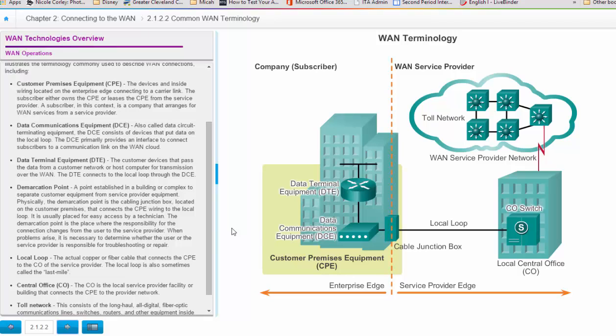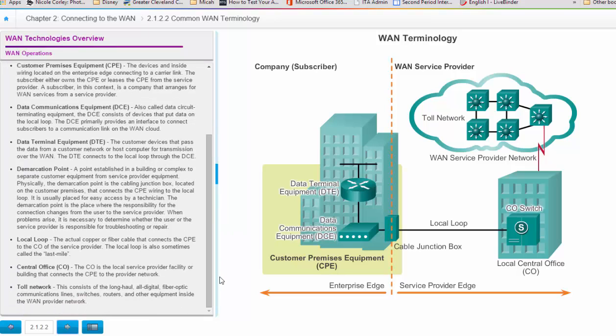We have our demarcation point, and that is the point that's established in a building or a complex to separate customers' equipment from service provider equipment. Physically, the demarcation point is the cabling junction box located on the customer premises. So that's like where your cable box comes in, but for a corporation, it's a little bit bigger. We have our local loop, and that is the actual copper or fiber cable that connects the CPE to the CO, or the customer premises equipment to the central office. The local loop is also sometimes called the last mile.